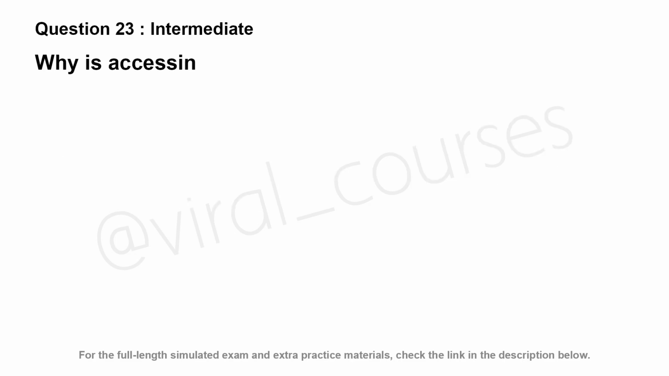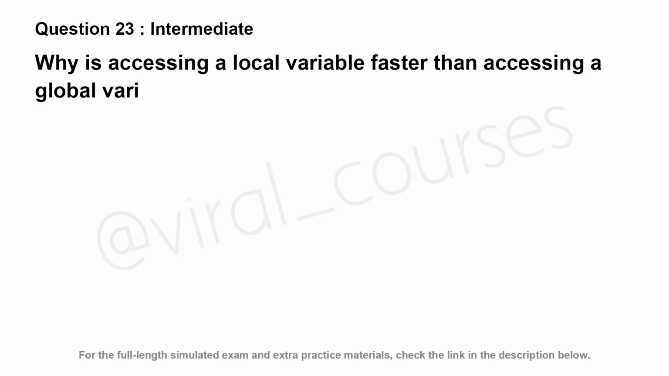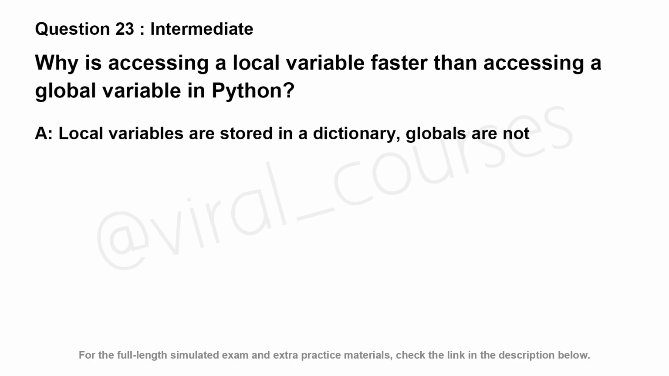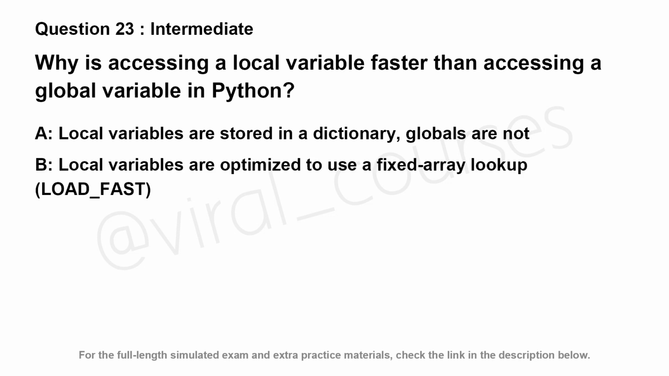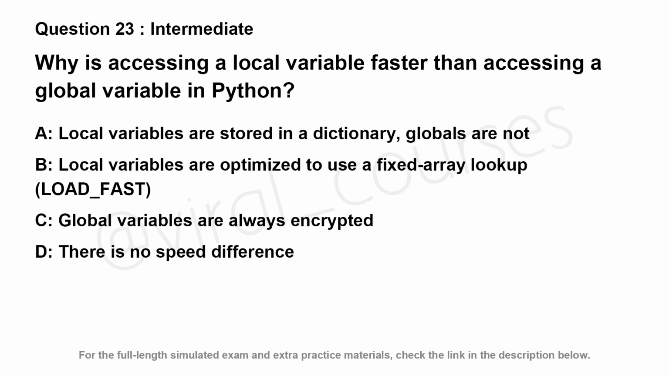Why is accessing a local variable faster than accessing a global variable in Python? Option A. Local variables are stored in a dictionary. Globals are not. Option B. Local variables are optimized to use a fixed array lookup, LOAD_FAST. Option C. Global variables are always encrypted. Option D. There is no speed difference.